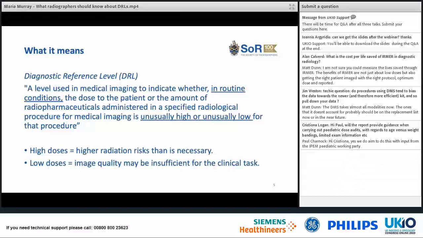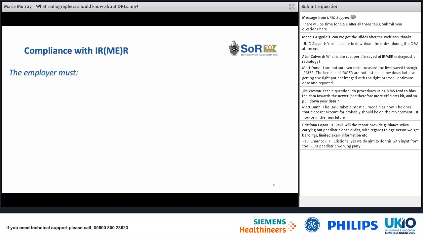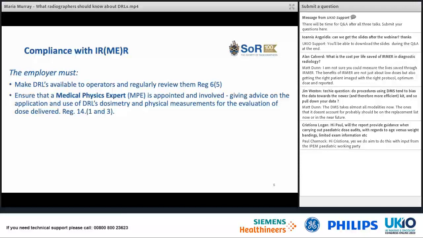So, compliance with IRMER. IRMER is where DRLs are compulsory. The regulations are here and your employer must do the following. Make DRLs available to operators and regularly review them, Regulation 6. Ensure that a medical physics expert is appointed and involved in the measurement and the dosimetry around DRLs. You need your medical physics expert here. Hopefully you will know who that person is and make friends with them.